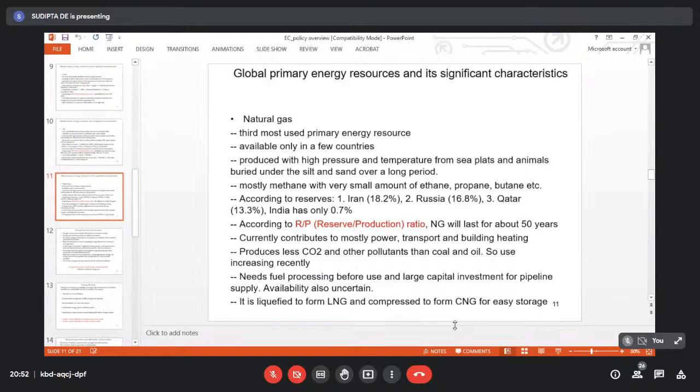Then Qatar, India has only 0.7%. With Qatar, we actually have a plan for importing gas also. There also, if we can find a suitable path, negotiations are going on with Qatar to import natural gas from that country. But India has, like oil, only 0.7%, and most of the natural gas reserves are either in Bombay High or in the northeast, in some areas of Assam, but very limited, 0.7% only. So that's why it is not very significant.